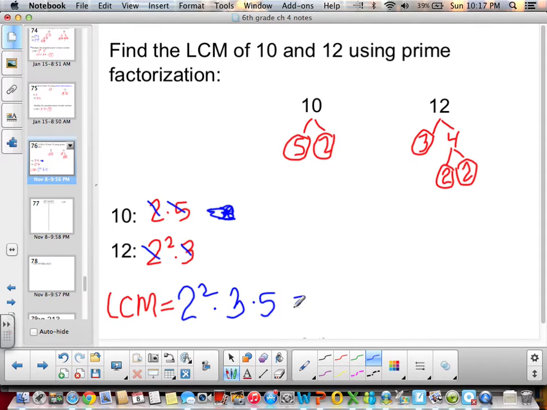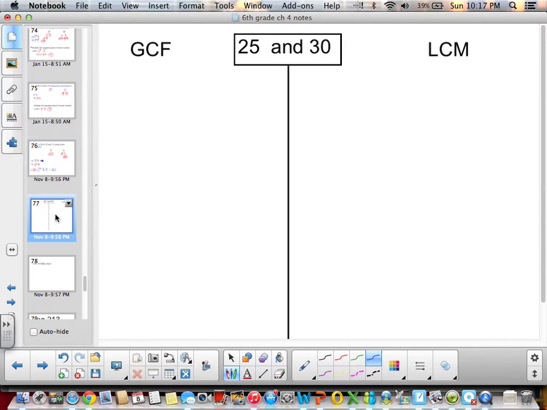So 2 squared times 3 times 5, so 2 squared is 4 times 3 is 12 times 5 is 60. So the least common multiple of 10 and 12 is 60. Okay, we're going to do one more example. And I want to show you the difference between greatest common factor and least common multiple.